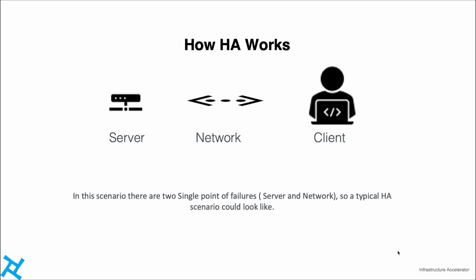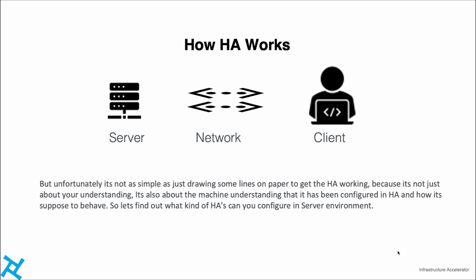The client is out of the picture because nobody is ever questioning the client. It is about the server being able to provide the service. The client can very well go home. Nobody is going to ask him. So there are only two variables, the server and the network. So in this scenario, you have two single points of failure. And a typical HA scenario would look something like this.